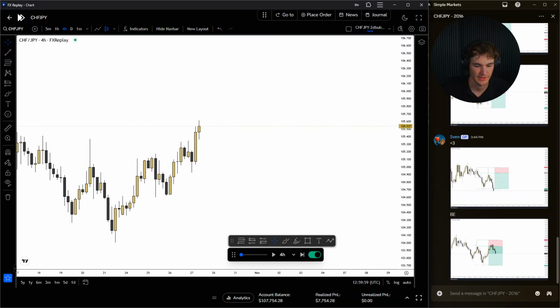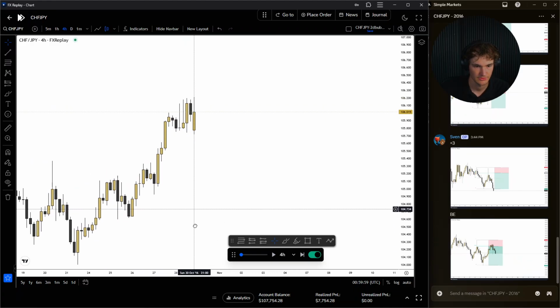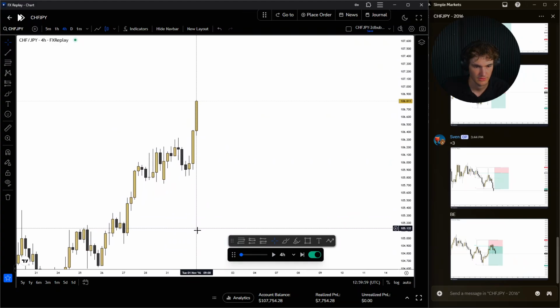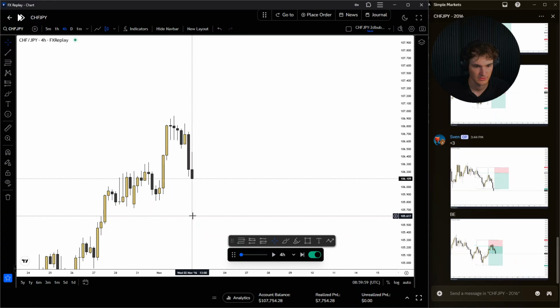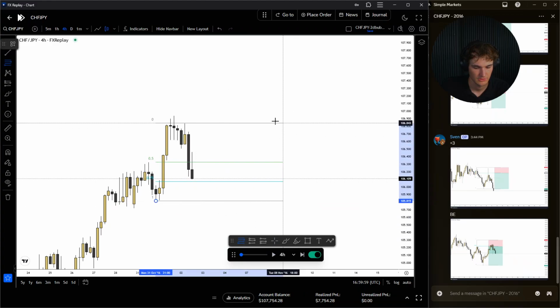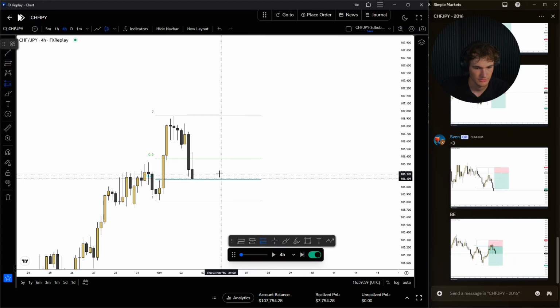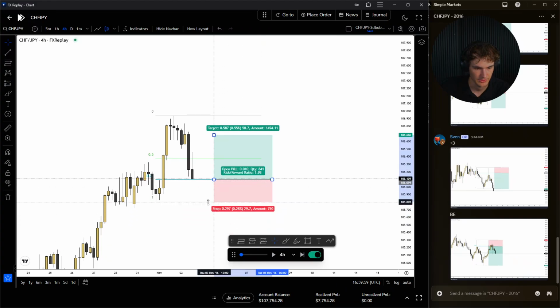All right, so it's lagging again. That's something that FXReplay likes to do. It likes to lag out. Not exactly sure why, but another valid trade over there. Might be a little late, but I think I can still enter into that.